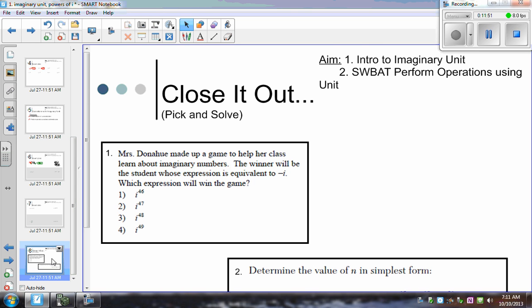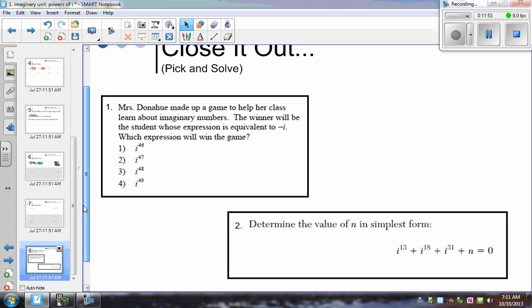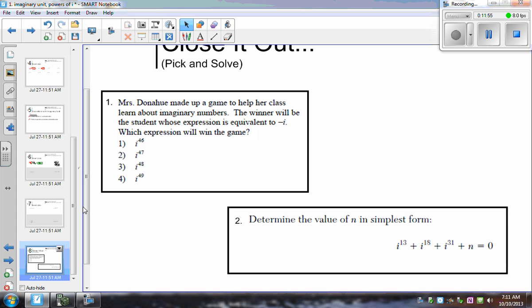Just so you can see, as usual, here are 2 past Regents questions talking very simply about what we've done today. Notice, question 1 is using just simple powers of i, and question 2 is using powers of i in operation setups.